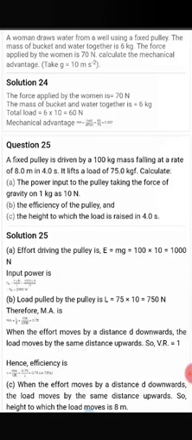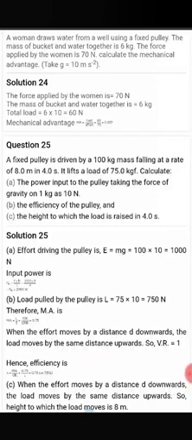Efficiency. What is efficiency? Efficiency is your MA upon VR. So first we need to find MA. MA is load by effort. Load is 75. Effort is 100. So 75 by 100 is 0.75, or you can say 75. MA is 0.75.